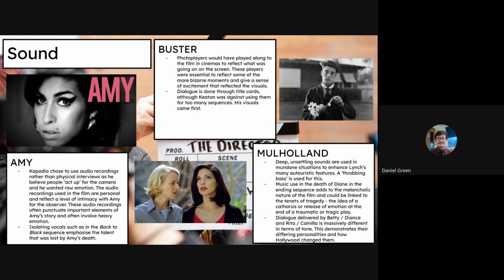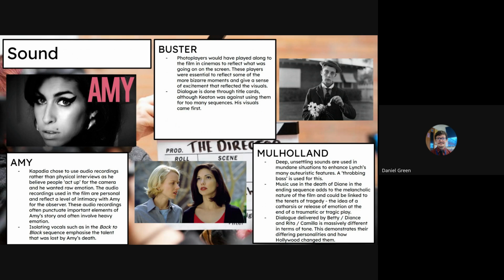For Mulholland Drive, there are deep, unsettling sounds, and they're used in mundane situations to enhance Lynch's many auteuristic features. It's like a throbbing bass is what they call it in the Educake handbook, which sort of punctuates these more unsettling moments and makes you feel on edge along with the footage that you're seeing. But the footage could just be simply somebody drinking an espresso, or just a lingering shot, or a POV as we walk towards the alleyway.